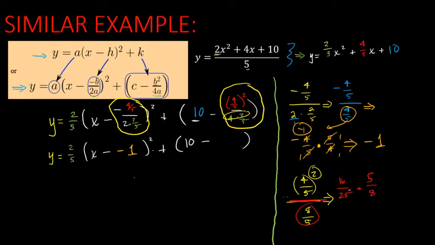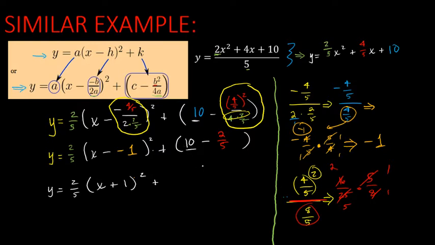Now I can simplify. So 25 and 5 cancel out, 16 and 8 cancel out. So I'm left with just 2/5. Okay, now I can keep simplifying. So I've got y equals 2/5 times x minus a negative 1, which is positive 1, squared plus 10 minus 2/5.